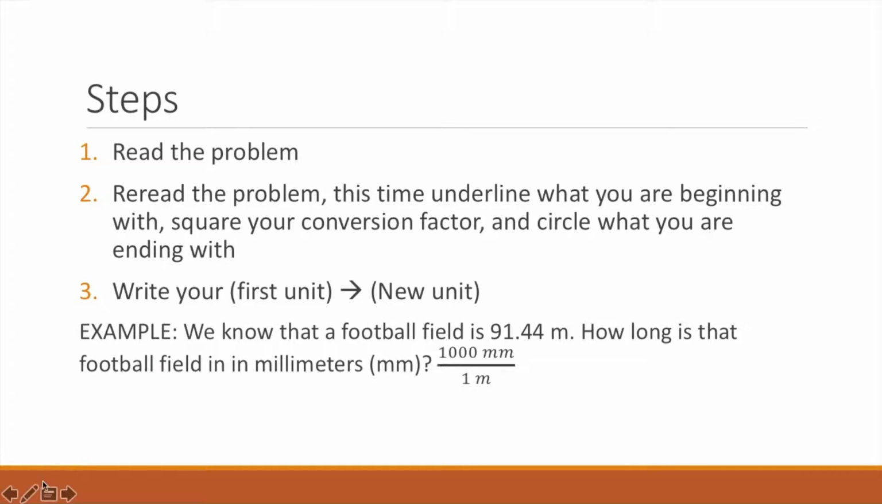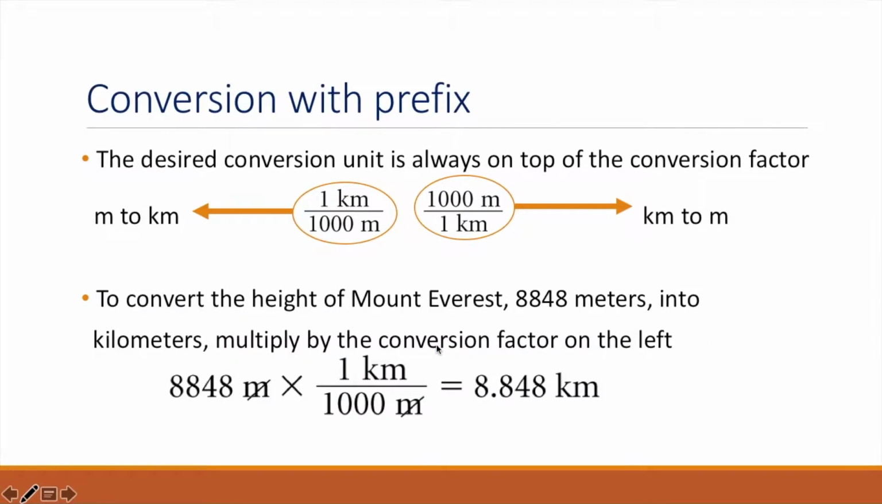So it says we know that a football field is 91.44 meters. So this is what I am starting with, so I will go ahead and underline it. It says how long is that football field in millimeters? I want to go to millimeters, which is right here. That is what I'm ending with. And then I need to go ahead and square my conversion factor, so I put a square around that conversion factor. Go ahead and pause if you need to, and restart when you're ready.